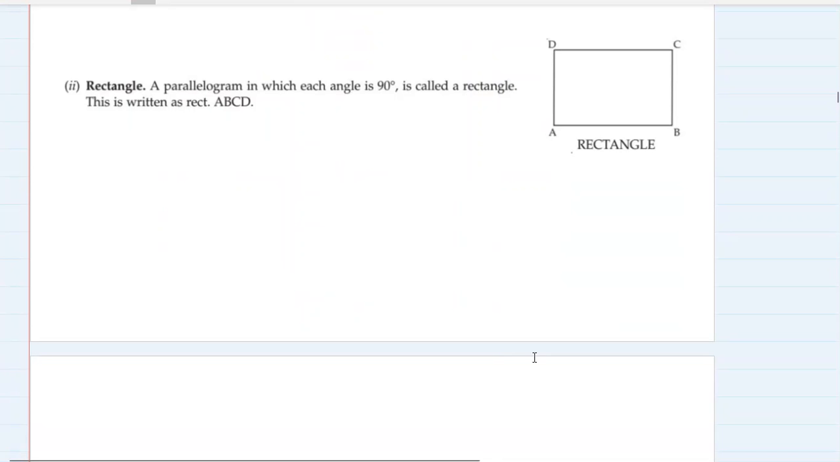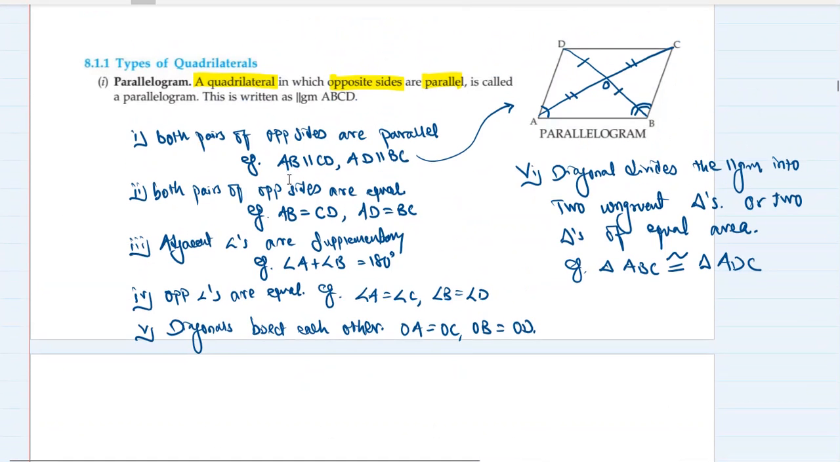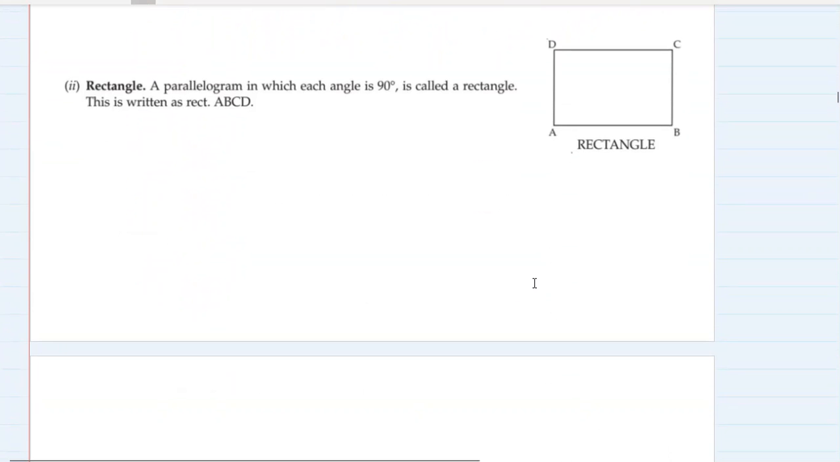The next is a rectangle. A rectangle is a special parallelogram. So that means a rectangle will have all these properties which we have studied in a parallelogram. All six properties are there in a rectangle, because a rectangle is also a parallelogram. It's a special type of parallelogram.